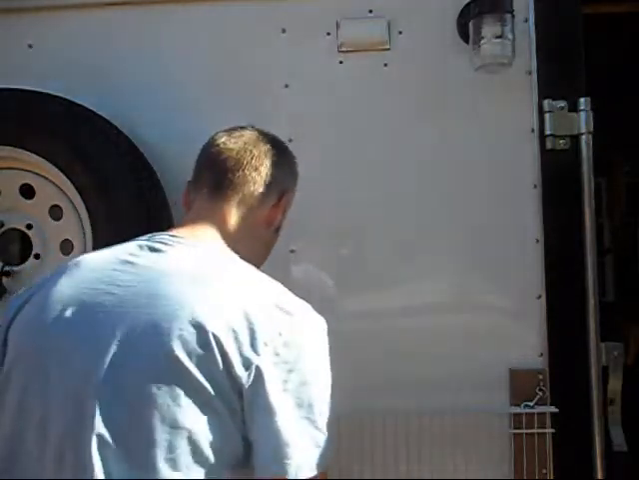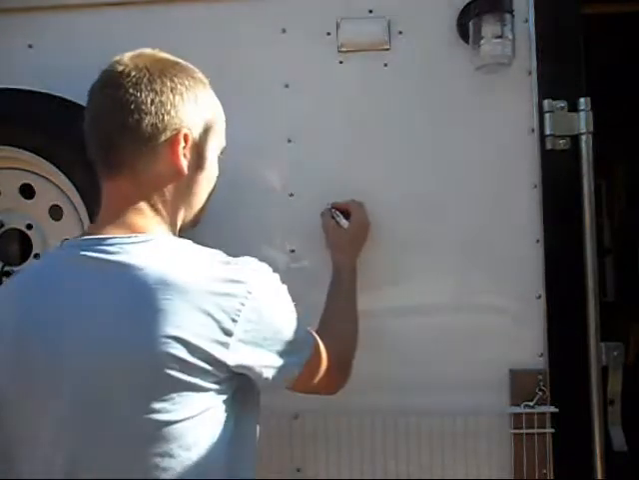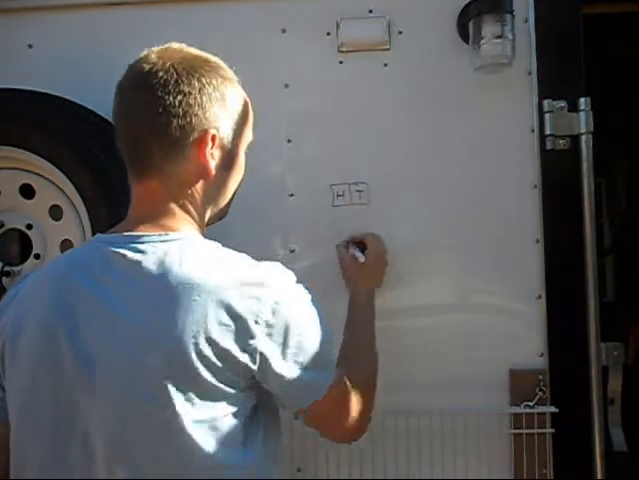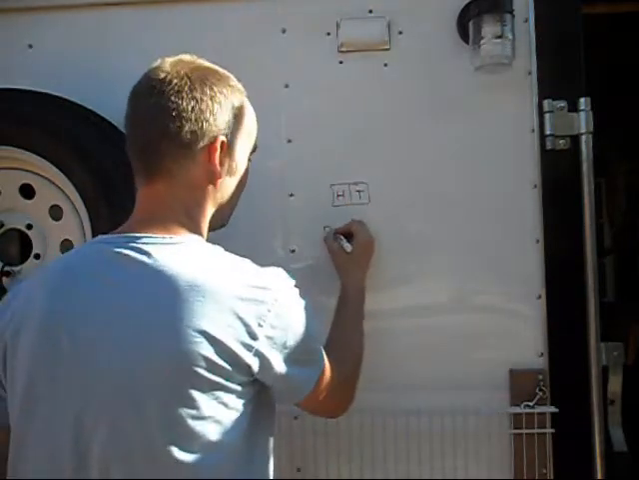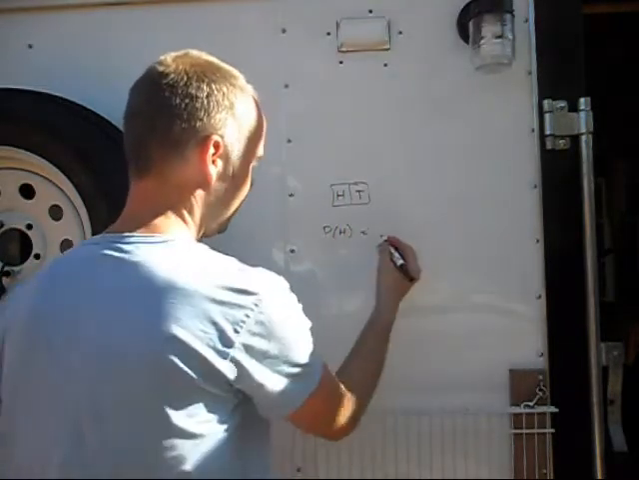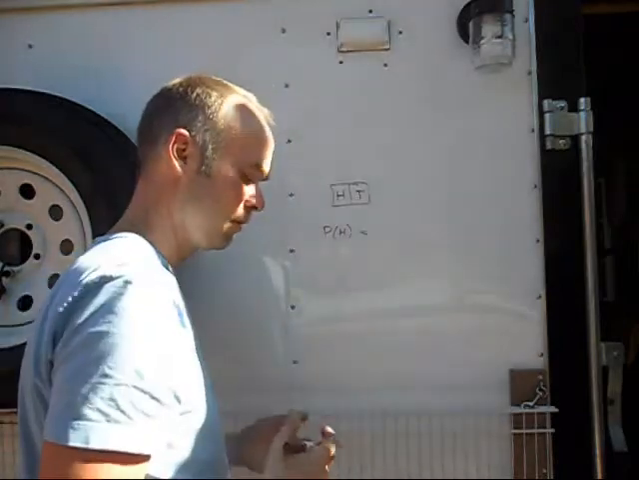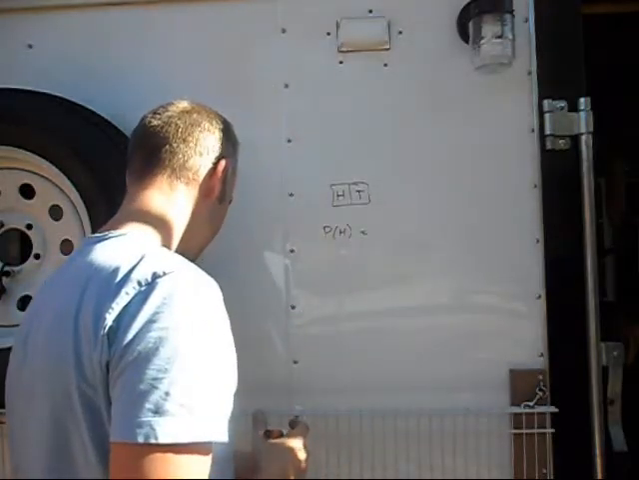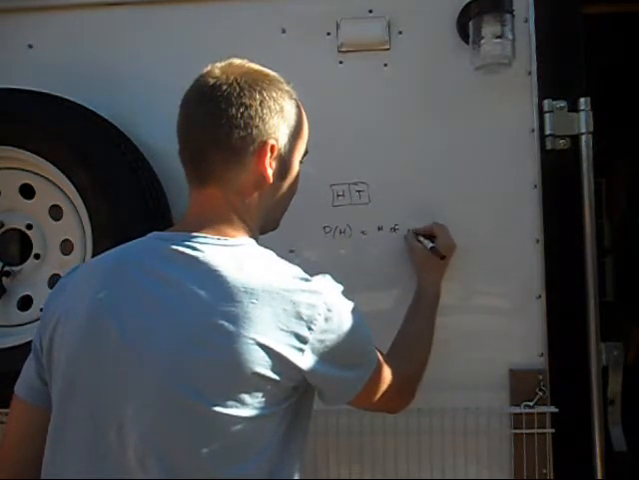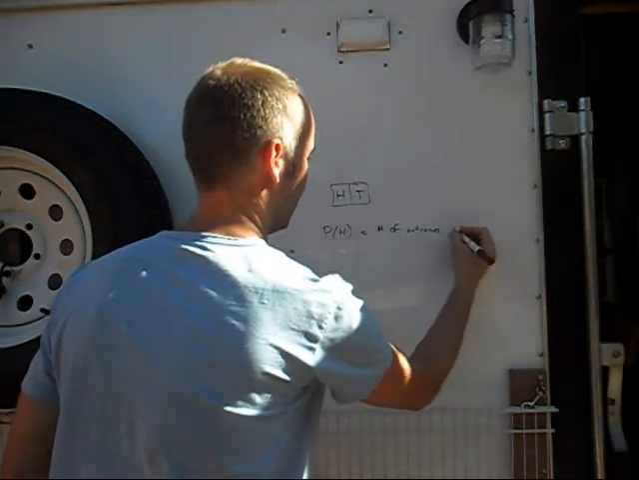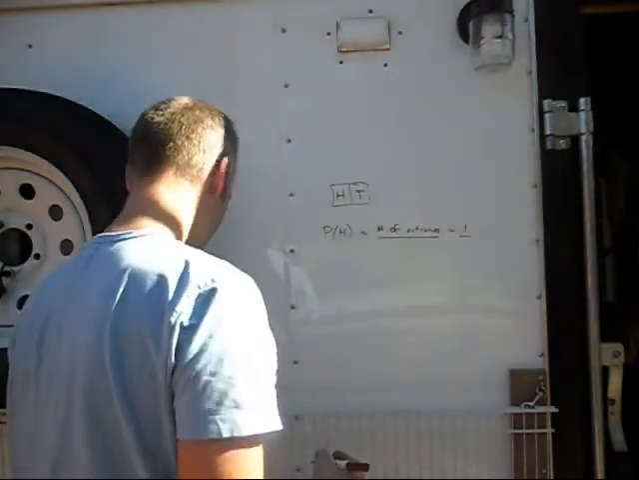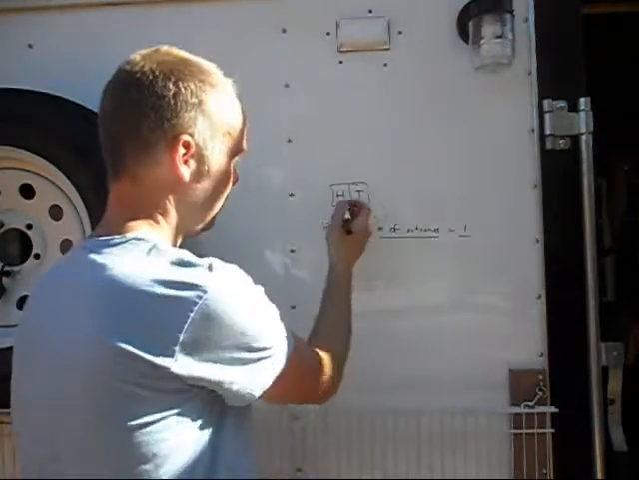Okay, and so the probability of something, for example, if you have heads and tails, this is your sample space for a coin toss. The probability of heads is equal to the number of outcomes that are heads, which is 1, divided by the total number of outcomes in the sample space, which is 2.